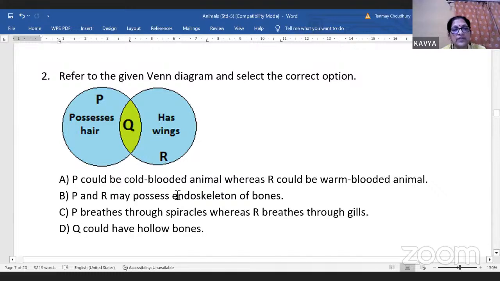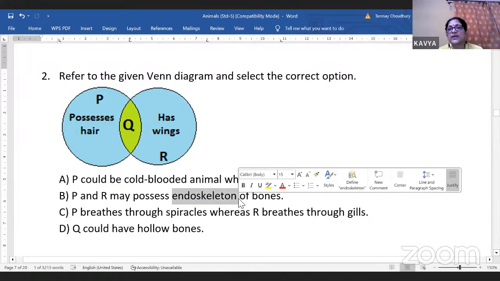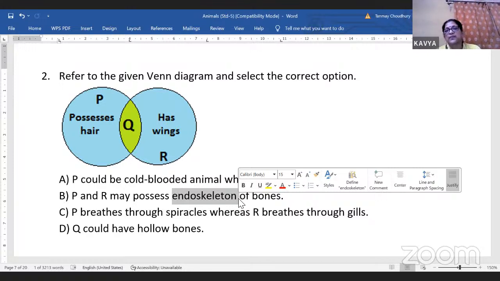Now, what is the meaning of this endoskeleton? The word endo means inside and skeleton means bones. The arrangement of bones inside your body, that is the skeleton. It gives shape and support to the body. So the skeleton which is inside the body is endoskeleton.